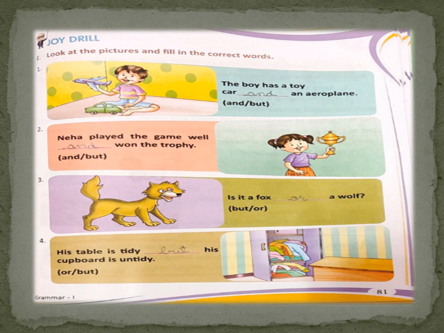His table is tidy, dash his cupboard is untidy. Options are or but. You are not being given choice. This is opposite. His table is tidy, but his cupboard is untidy. So we will use but here.